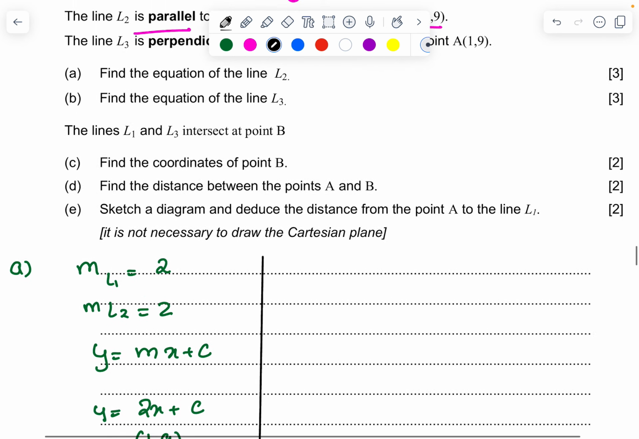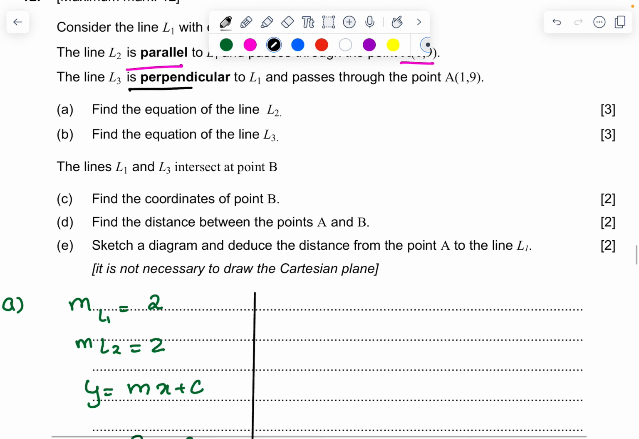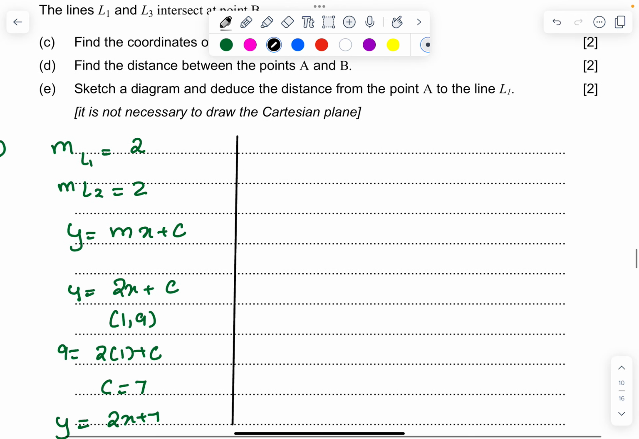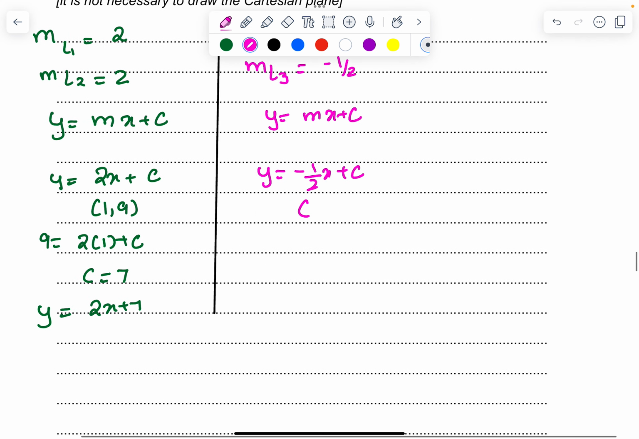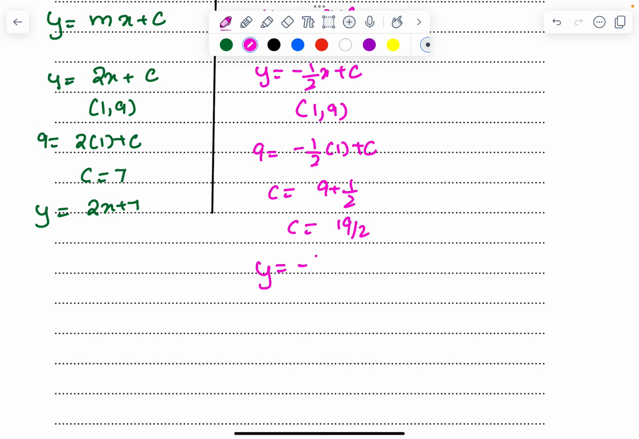Now coming to part B, equation of L3. L3 is perpendicular to L1. So gradient of L1 equals 2. So gradient of L3 equals negative 1 upon 2. So y equals again mx plus c. So y equals negative 1 upon 2x plus c. It is passing through (1, 9). So 9 equals negative 1 upon 2 times 1 plus c. So c equals 9 plus 1 upon 2. c equals 19 upon 2. So what will be the equation? y equals negative 1 upon 2x plus 19 upon 2.